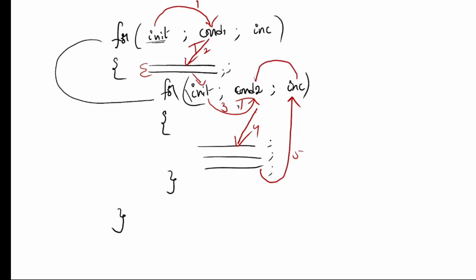After incrementation, control comes to condition. This is the sixth step. If this condition 2 is again true, then control comes to these statements. Again, control goes to incrementation. This is a repetitive process. Until this condition is false, these statements will be executed. If this condition is false, then control comes out of this for loop. This is the closing bracket of this particular for loop.